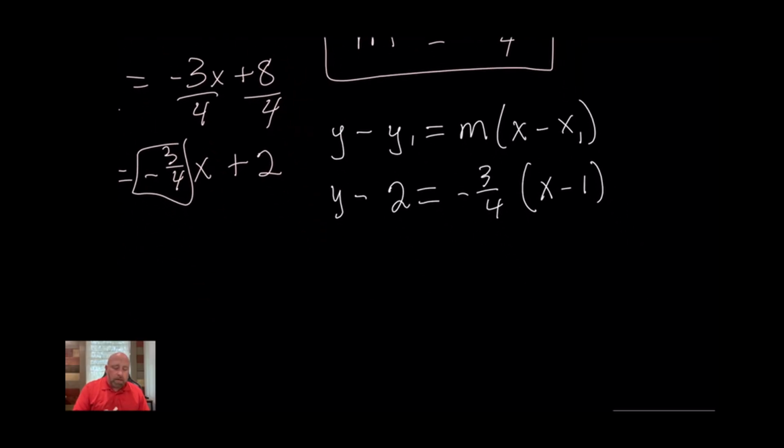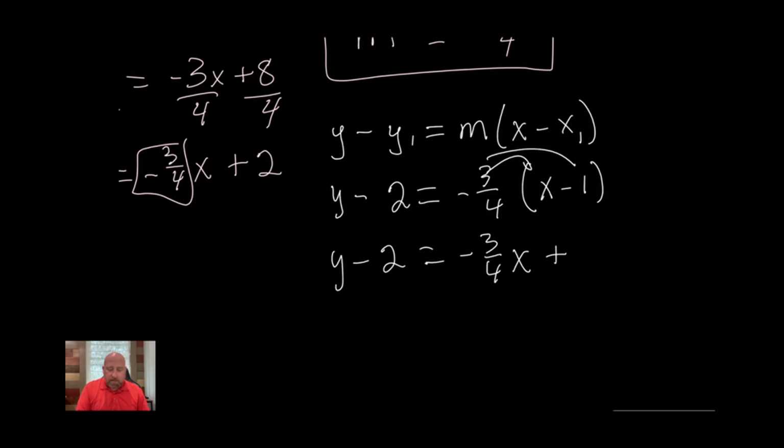All right, so there we go. And now I'm just going to, remember, this is the last lesson. You need to make sure you're always remembering the different lessons. So y minus 2 equals negative 3/4 x.